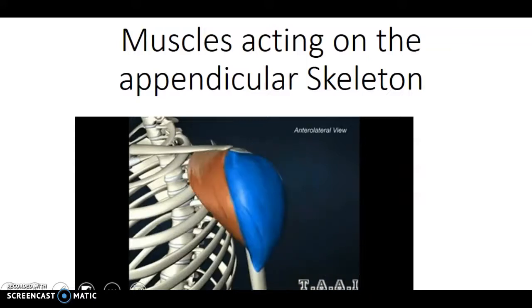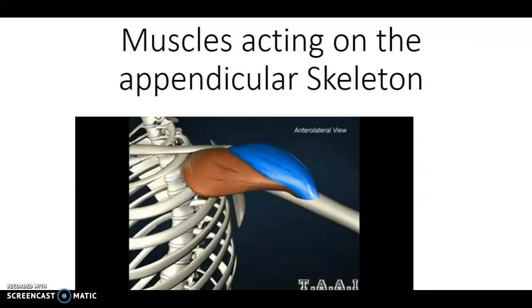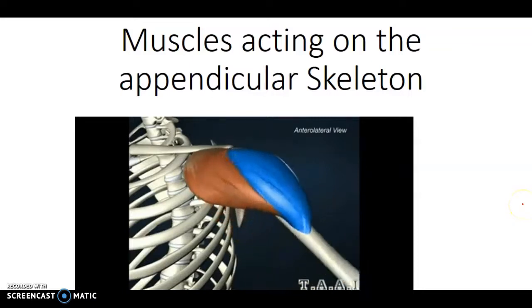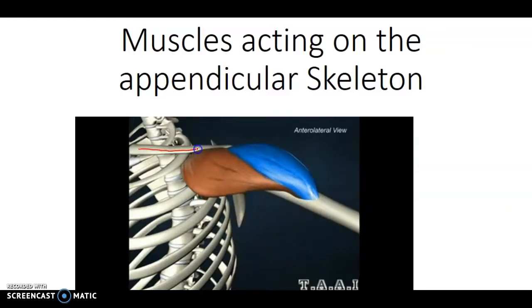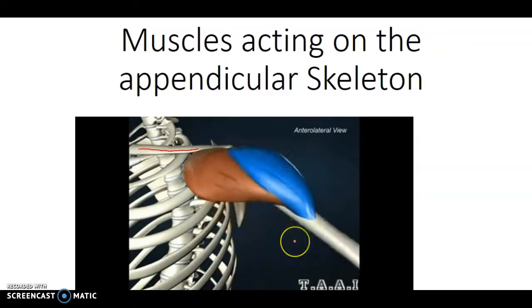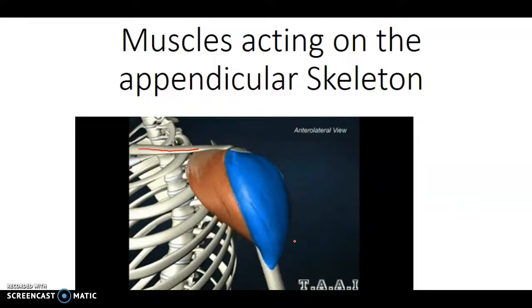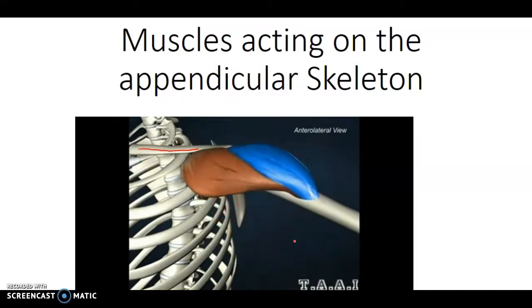The muscles of the appendicular skeleton act on the appendicular skeleton. That is, they're going to act on the clavicle, the scapula, the humerus, the ulna and the radius, the hips, the femur, the fibula, the tibia, hands, and feet.